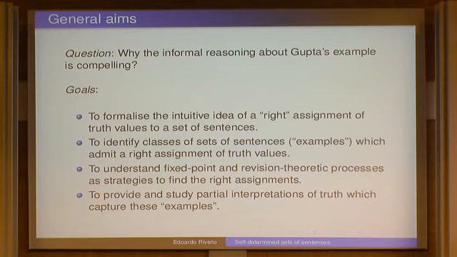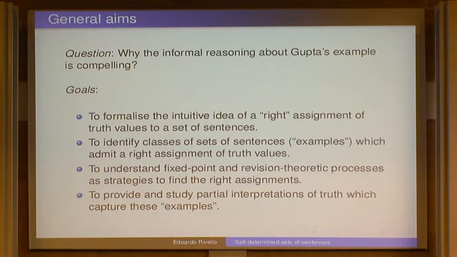And the general intuition is that when we carry out an informal argument like Gupta's, we are in fact using general principles about truth that in the case of the full language are inconsistent due to well-known phenomena like the liar paradox, but that in the case of a restricted set of sentences like Gupta's example can be freely used.